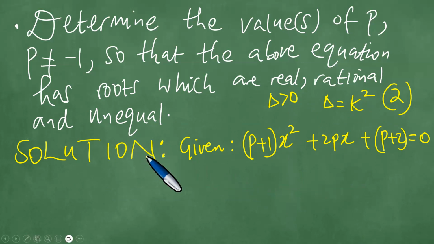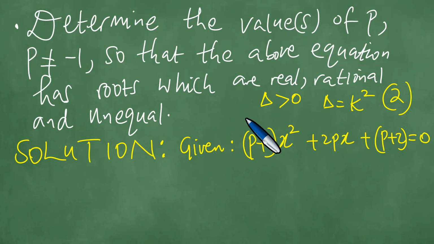Unequal means what? Obviously, rational means that delta must be a perfect square. And then real means what? Real means greater than zero. Unequal means what? What does unequal mean here? Let's say it's not equal to 1, negative 1.